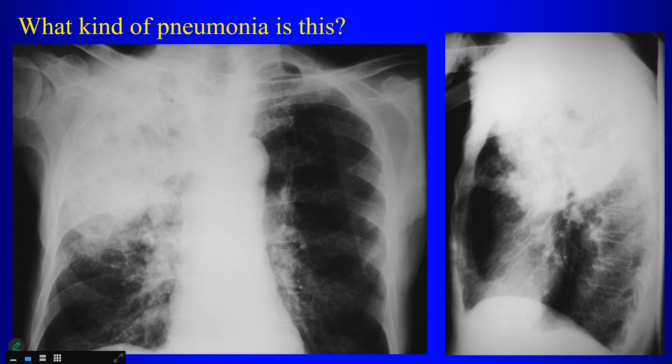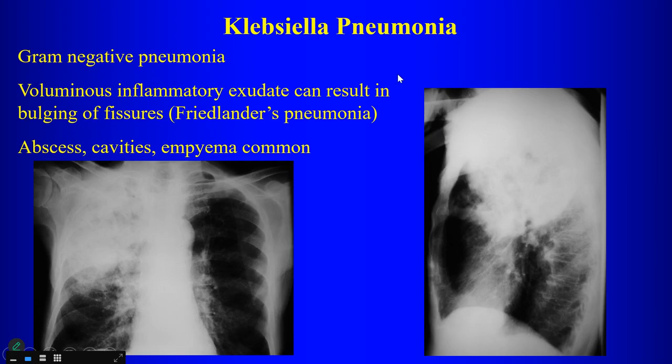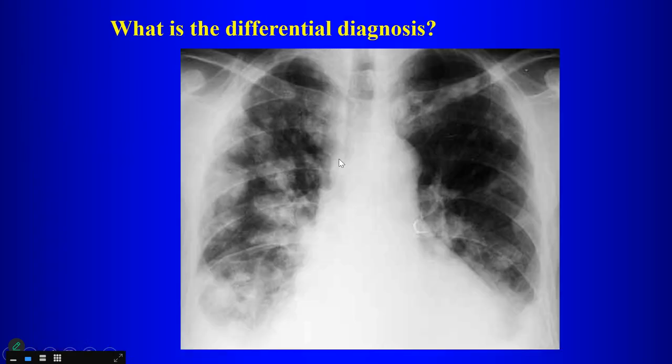So what kind of pneumonia, what do we call this? Friedlander's. Friedlander's, and the typical organism is? Klebsiella. Klebsiella, right. So Klebsiella pneumonia, gram-negative, voluminous inflammatory consolidation. Of course, you can have complications: cavities, abscesses, and empyema.